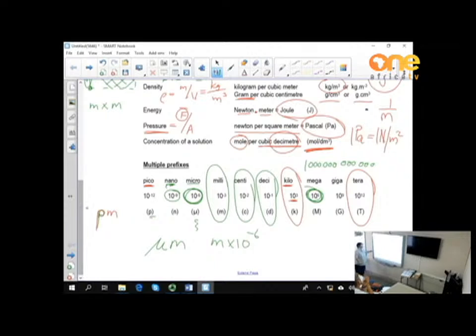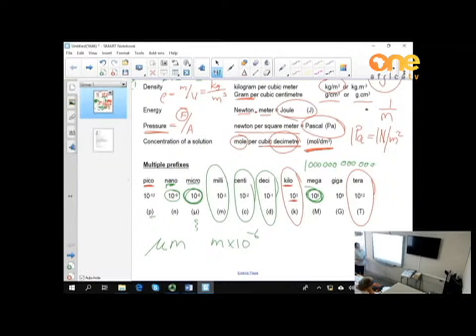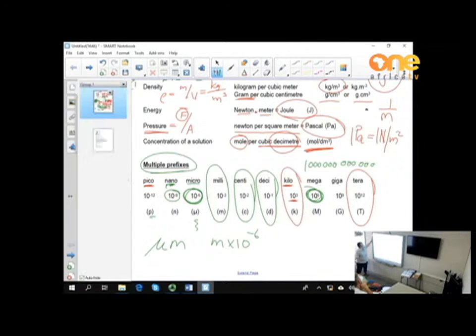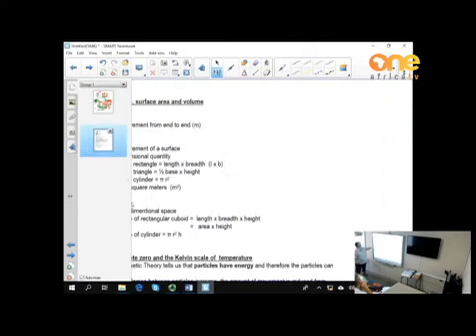Okay, so those then are prefixes. Once again, when we get to them in specific examples, I'll refer back to it and we will remind you again of them. Some of them we work with quite a bit, some of them we don't work with all that often.